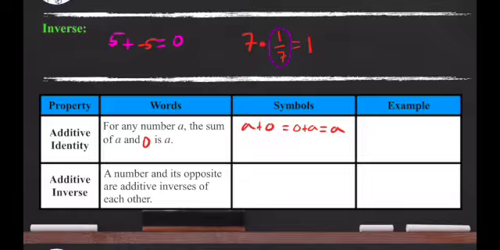An example, we already did an example, but here's another example. Let's go with 10 plus 0. That's the same thing as saying 0 plus 10, which is the same thing as saying 10. That is the additive identity. 0 is the additive identity.